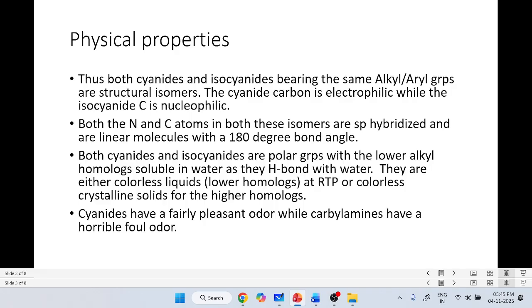They are either colorless liquids, the lower homologues at room temperature and pressure, or colorless crystalline solids for the higher homologues. Cyanides generally have a pleasant odor, but the isocyanides, the carbylamines, have a very horrible foul odor, very bad, like dead bodies.